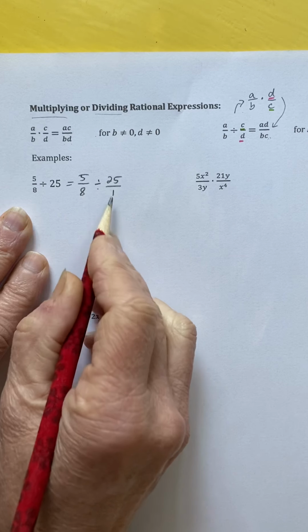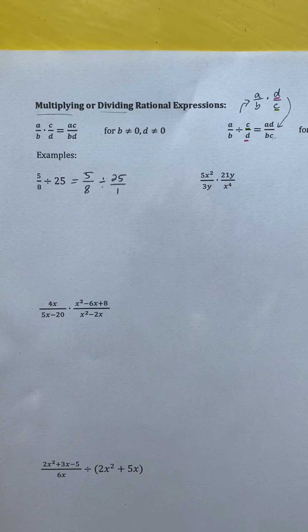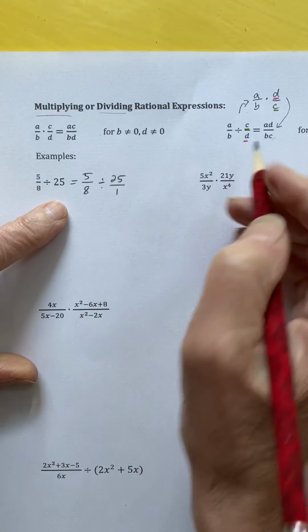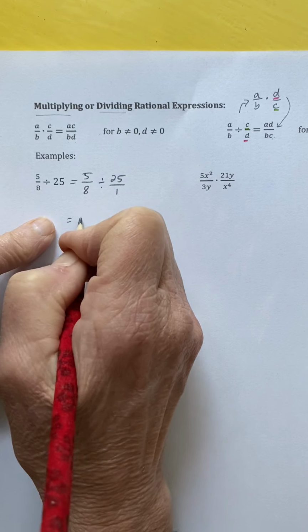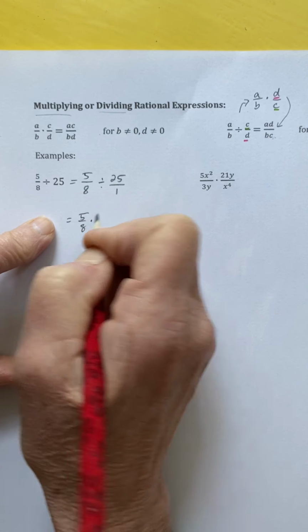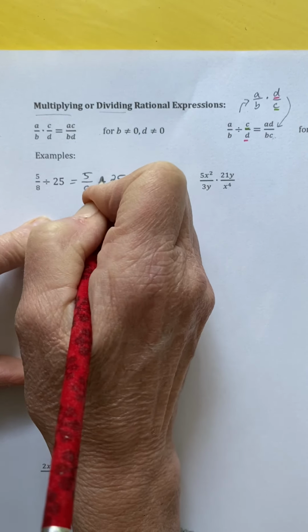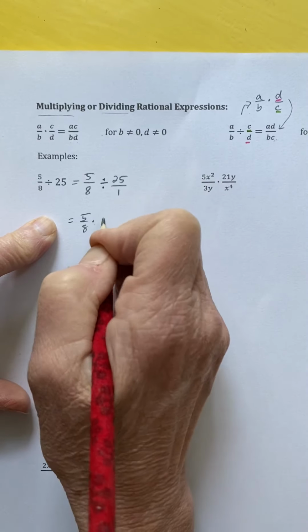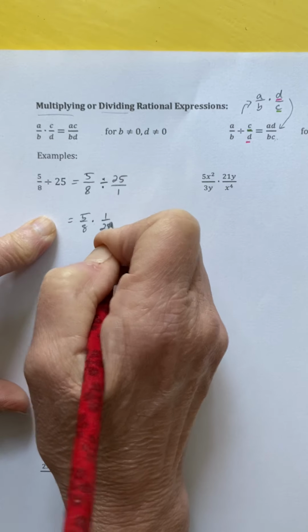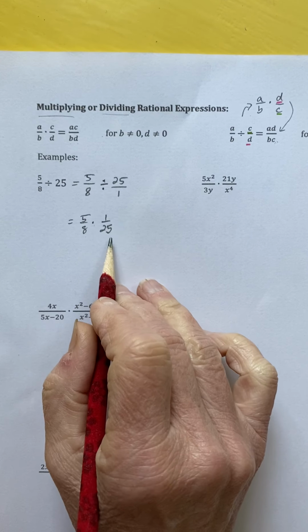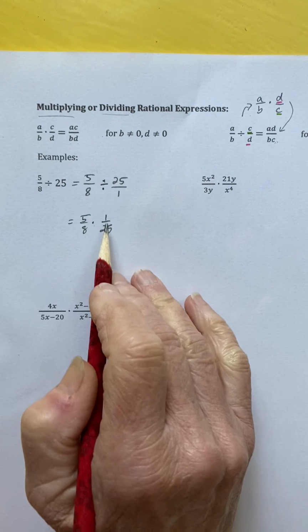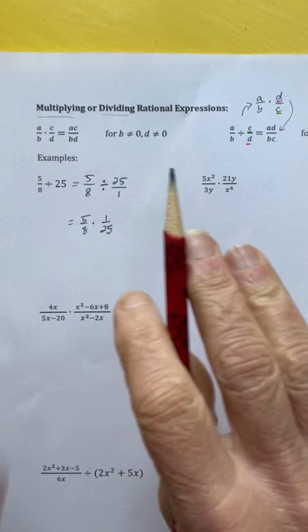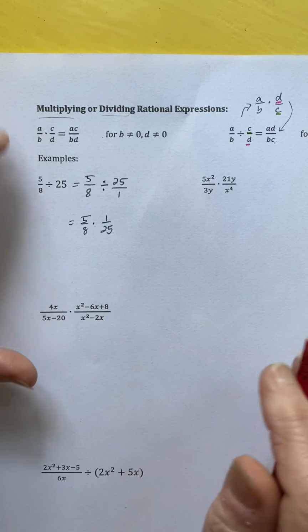You never write the over 1 when it's just a number, like an integer, but technically it's over 1. That helps you know what to do with the division rule here, and we're going to rewrite this as 5 over 8, so that the division sign becomes a times sign, and we're going to flip the second fraction and make that times 1 over 25. So divided by 25 is the same as multiplying by 1 over 25. All we did was flip that second fraction.